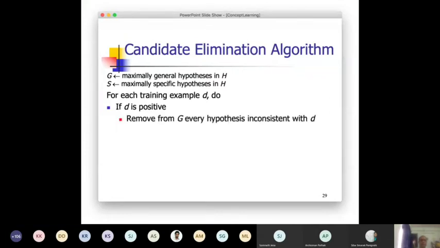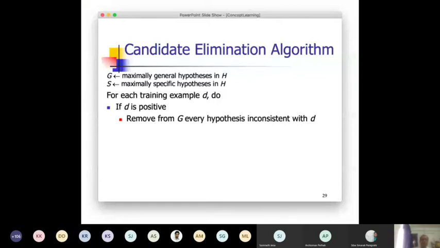What you need to do is remove from G every hypothesis inconsistent with D. This is what I told you, that for every positive example and every negative example, you need to look at both the boundaries. Though mostly you will be concentrating your operations in one of those boundaries, positive examples should be covered by the maximally specific hypothesis sets, and negative examples should make the general boundary more specific, so that it excludes those negative examples which were earlier satisfied.